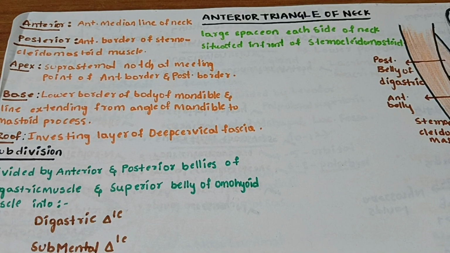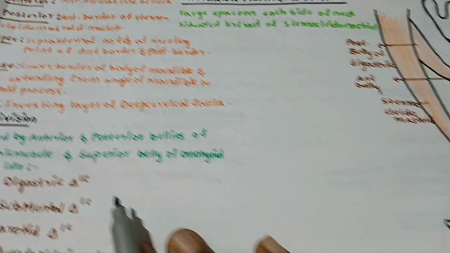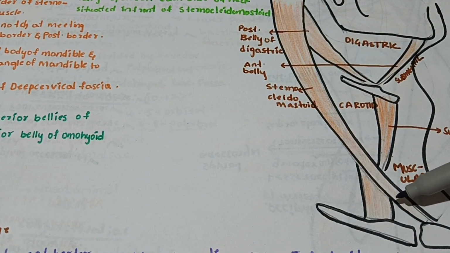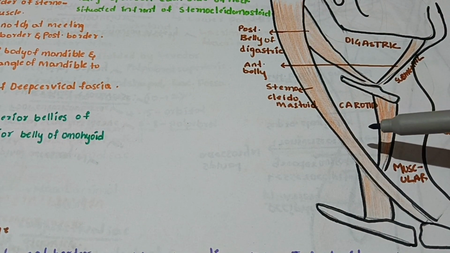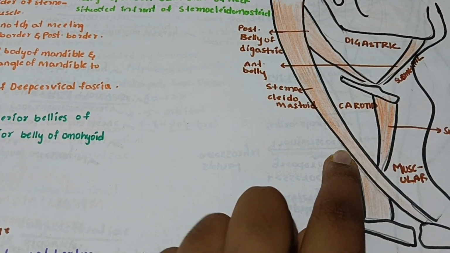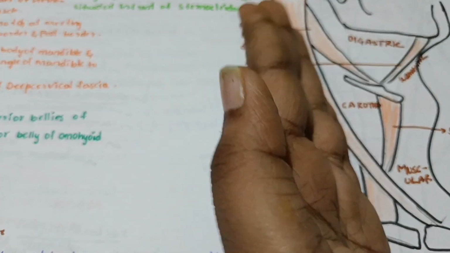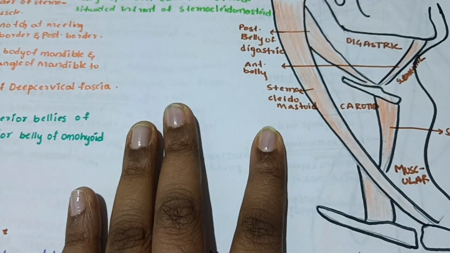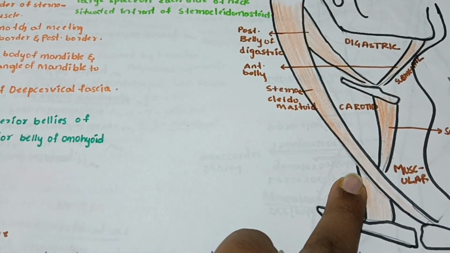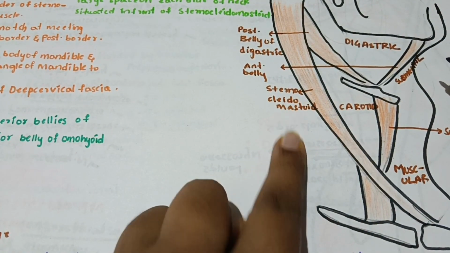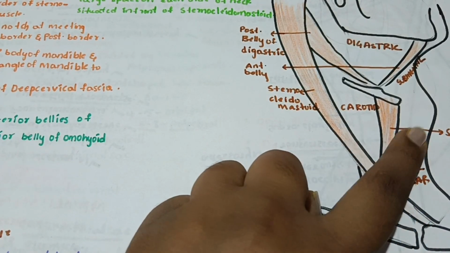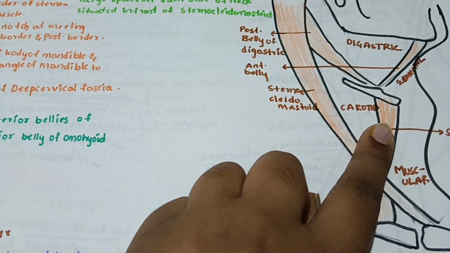Now, what about the posterior triangle? The posterior border of the sternocleidomastoid becomes the anterior border of the posterior triangle, because the part behind the sternocleidomastoid is considered the posterior triangle. And the anterior border of the sternocleidomastoid becomes the posterior border of the anterior triangle of the neck.